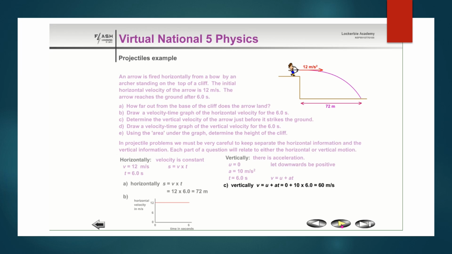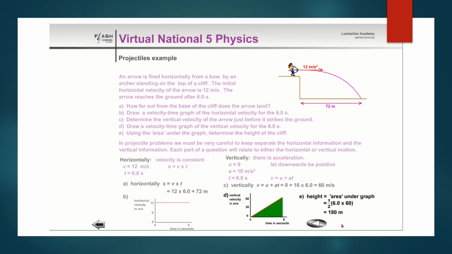We could plot that on a velocity time graph, where at 6 seconds we know the final velocity vertically. Again, this is taking g as 10 meters per second squared. When we do that, we can then find the area under the graph to find the height, because the area under the graph is displacement. So the area under this graph gives us the vertical distance that the arrow has fallen.